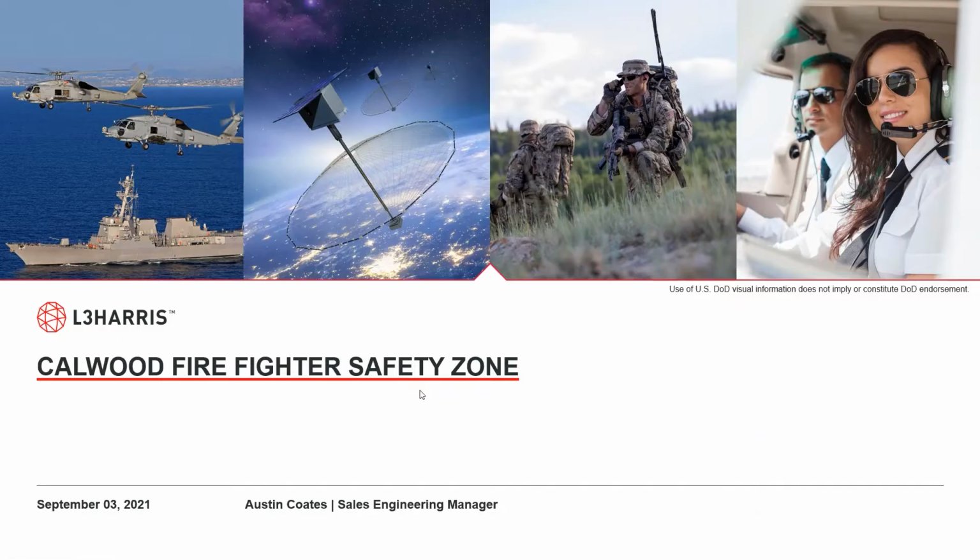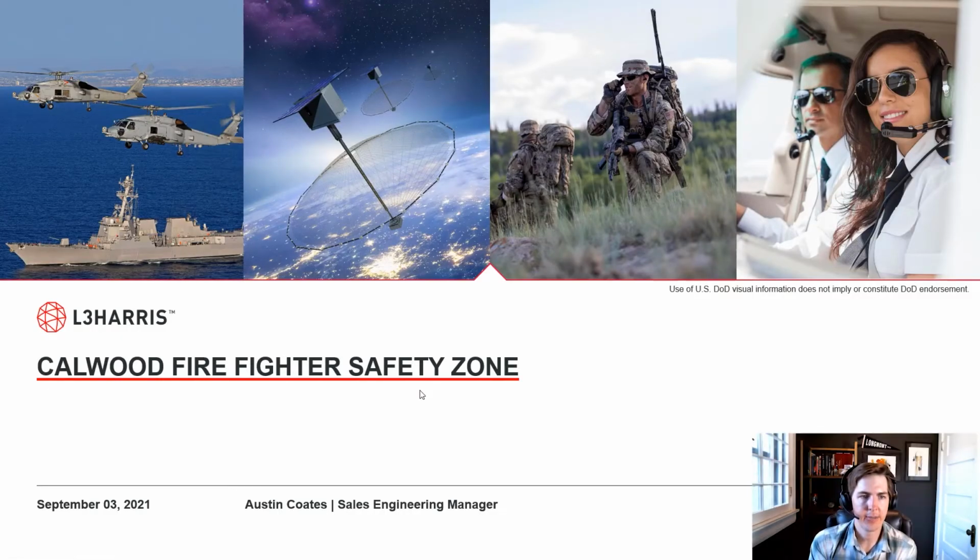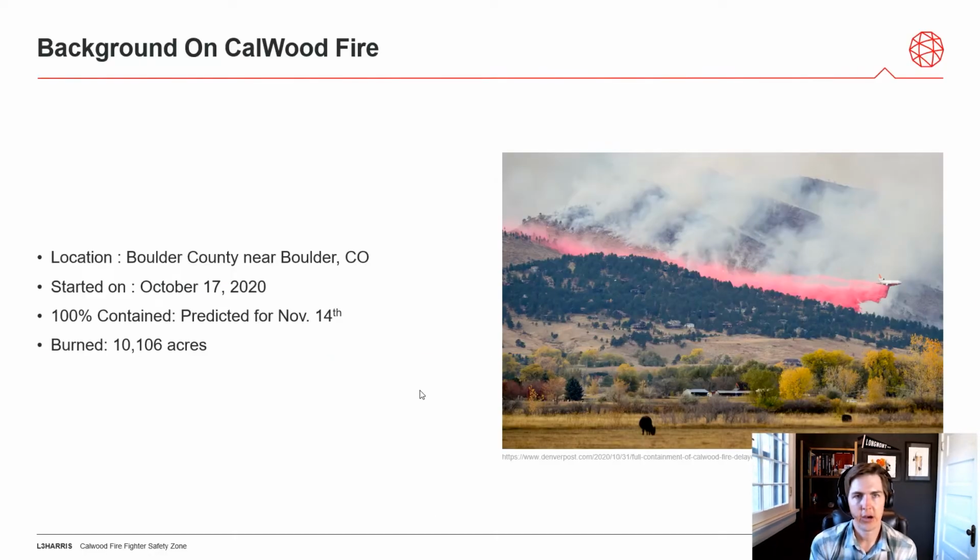My name's Austin Coates, and I wanted to talk to you today about a really cool case study that I did on the CalWood fire and computing safety zones for wildland crews. The CalWood fire occurred just right outside my door. That's the reason I was interested in it, because I could see the flames from my front door. It occurred near Boulder, Colorado, and was started on October 17th in 2020. It was 100% contained on November 14th, and it burned 10,000 acres.